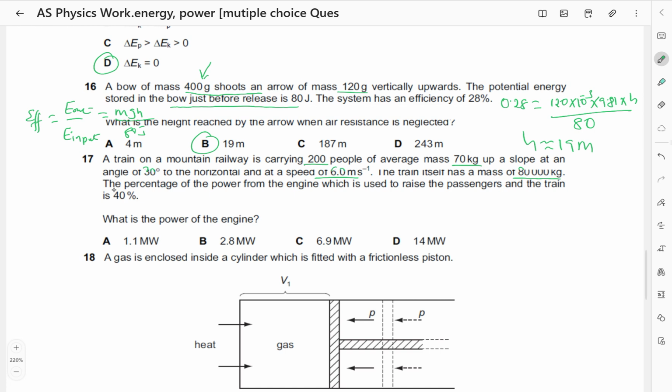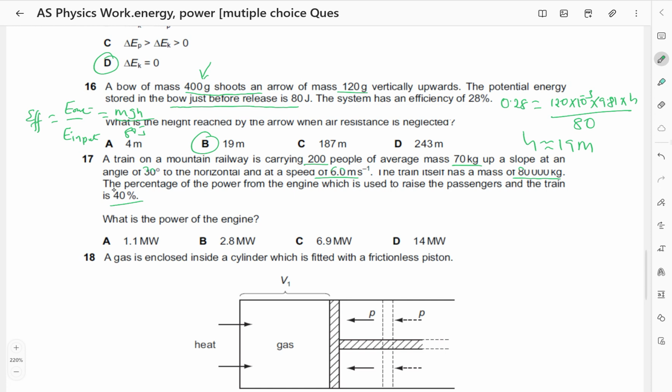The percentage of the power from the engine which is used to raise the passengers and the train is 40%. So the efficiency is 40%. What is the power of the engine? So let's begin. That is the power input. We want to find the power input.